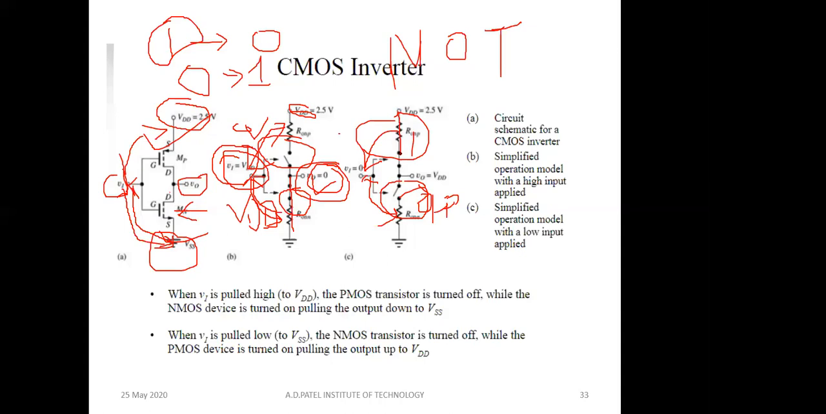So what will happen? This VDD will be coming over here, but there is an open circuit, so all this VDD will be going over here. So your output will be VO is equal to VDD. So this is how you will be getting one output whenever you are applying 0 volt.